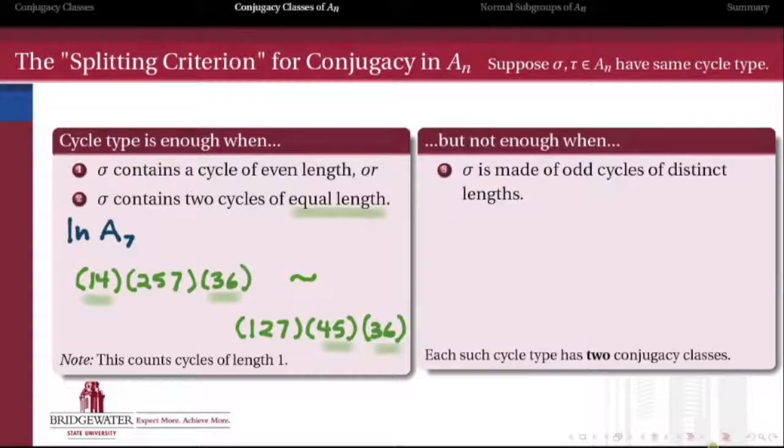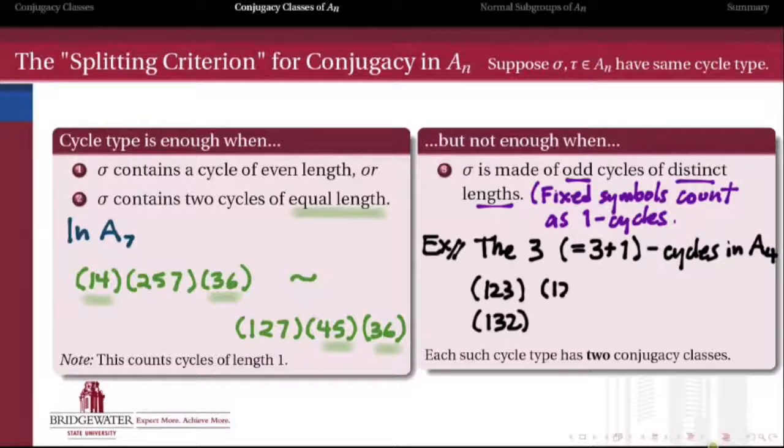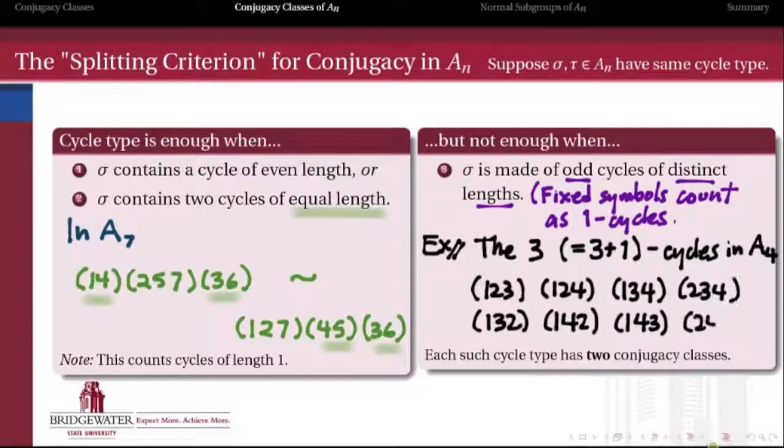but it doesn't take care of them all, because there will, in general, be in An permutations that are made up of odd cycles of distinct lengths. And again, we're counting fixed symbols here as cycles of length 1. So as an example, inside of A4, we have the 3 cycles, which we're going to count as 3 plus 1 cycles. And since 3 and 1 are odd and distinct, this is going to satisfy our splitting criterion.